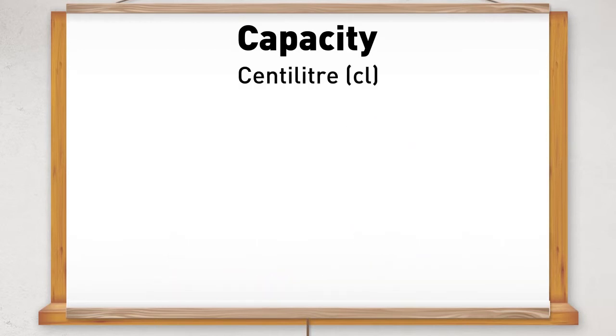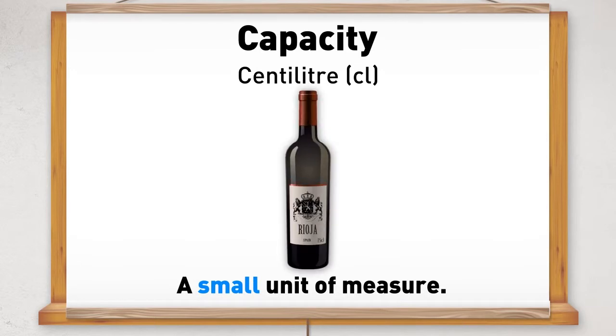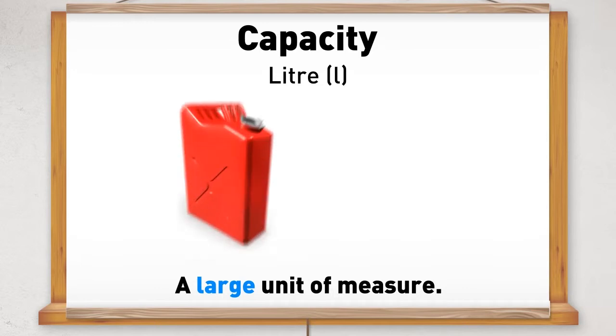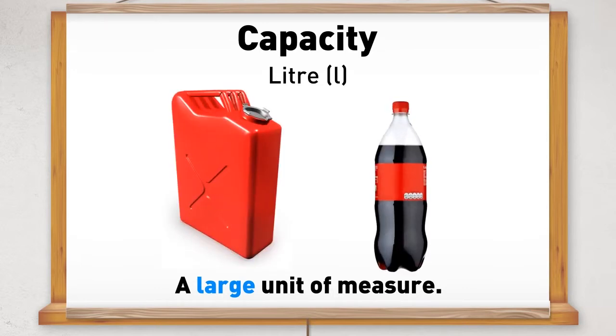A centilitre is a small unit of measure. We sometimes use centilitres when measuring drinks bottles. A litre is a larger unit of metric measure. We use litres to measure items such as fuel or very large drink bottles.